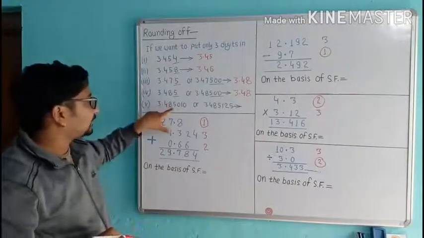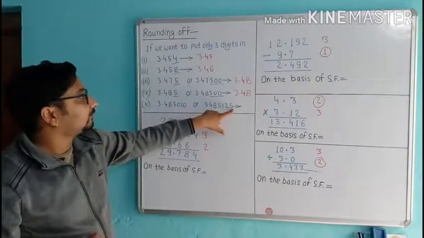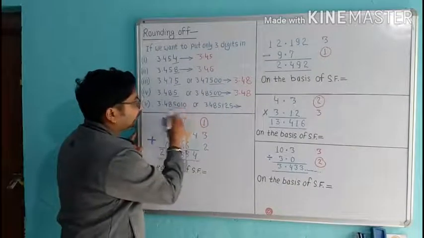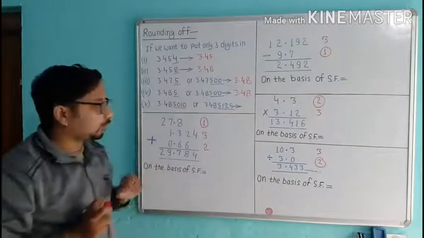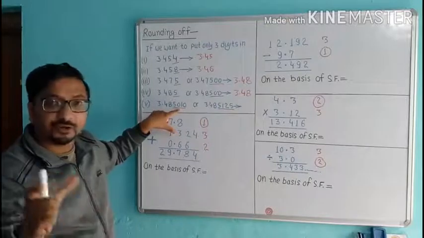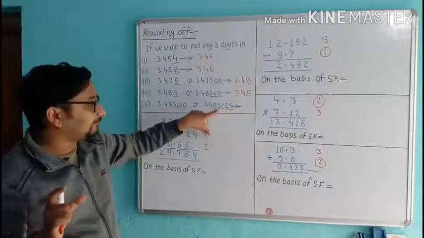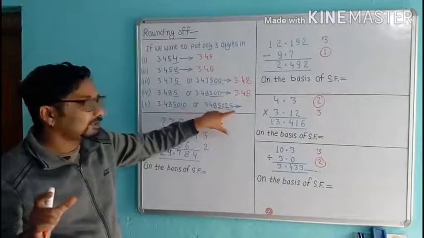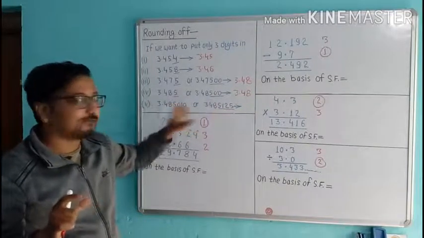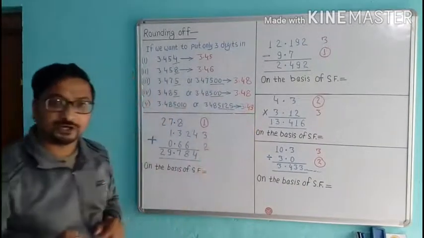Now next, in this case, if we want to put only 3 digits in such type of numbers, that means we have to remove this 5010 or 5125. Since after 5 there come non-zero numbers, 010 or 125. If after 5 there are some non-zero numbers, then we just add one number to the previous digit from 5. That means its rounding off numbers become 3.49.